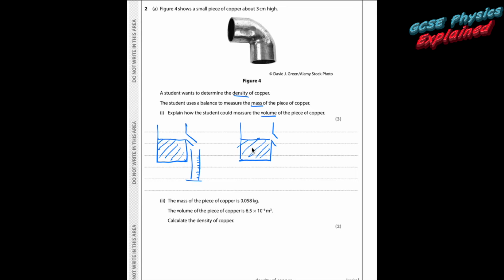and as the copper goes down, the water will rise, and because we've got our little measuring cylinder here, the water is going to drip down and it's going to start to fill up the measuring cylinder. And that volume there of water displaced equals the volume of the copper.